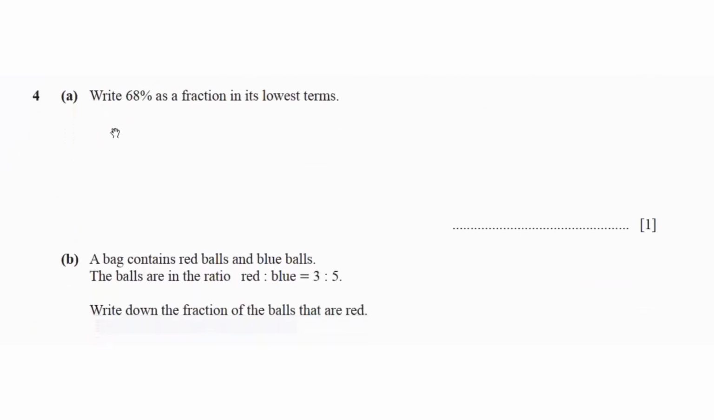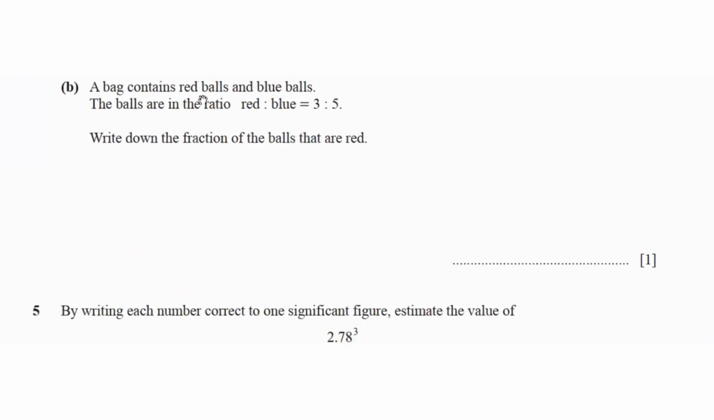Question 4 says write 68% as a fraction in its lowest terms. So let's rewrite 68% as a fraction first. It's going to be 68 over 100. 68 and 100 both are even numbers, so let's divide by 2. So it's going to be 34 over here and 50 over here. We can once again divide them by 2 because they're even numbers. So that's going to be 17 over 25. Both 17 and 25 don't come in the same times table. So this is your lowest term.